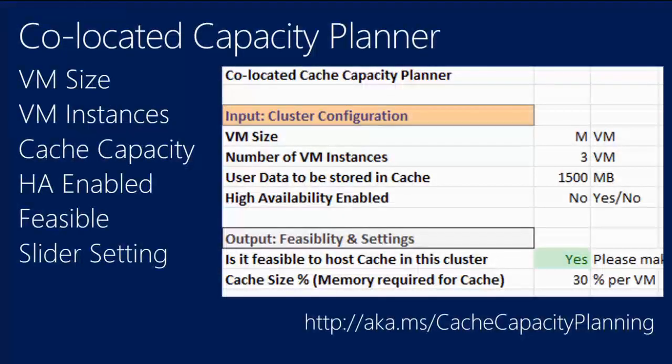So here's a screenshot of the capacity planner for co-located, and it's got this input section at the top, and you just put in your existing configuration, put in the amount of desired cache, whether you want high availability, and then it'll tell you whether that's a feasible configuration for your roles and where you need to set the slider.